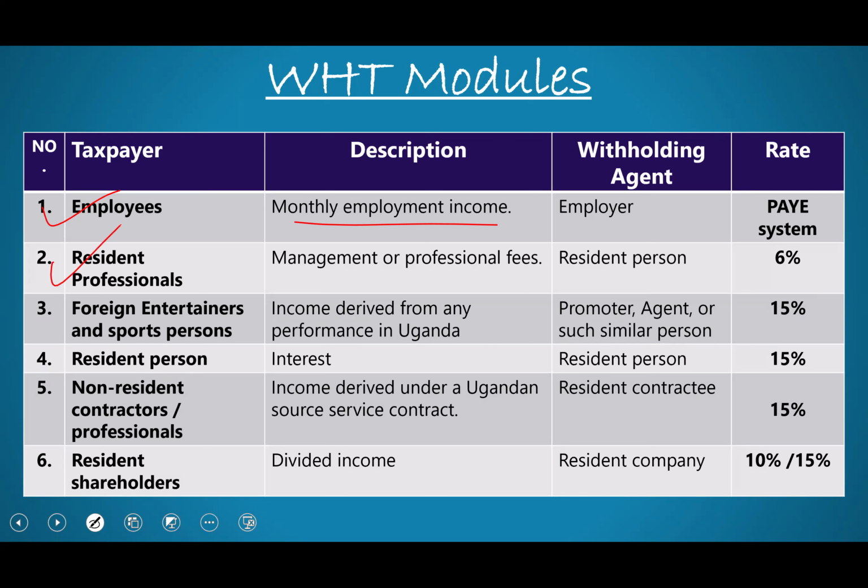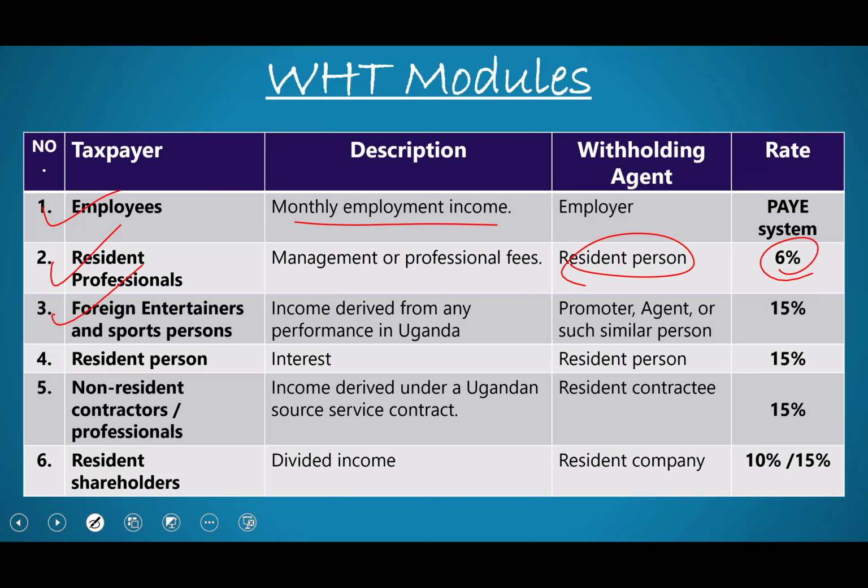Then number 2, resident professionals. I've talked about these ones, people that are providing professional fees or management fees, like the consultants. We also have these motivational speakers these days. Those are professional fees. Guys providing legal advice, auditors, all those transactions. The withholding agent is the person receiving the service, the resident person, and the rate is 6%. The rate is 6%.